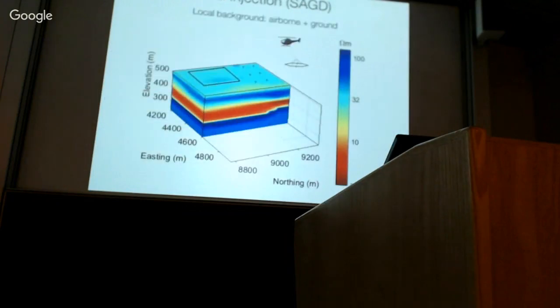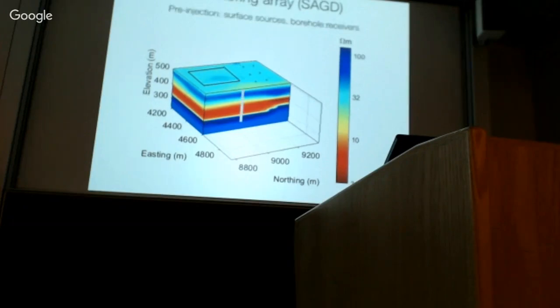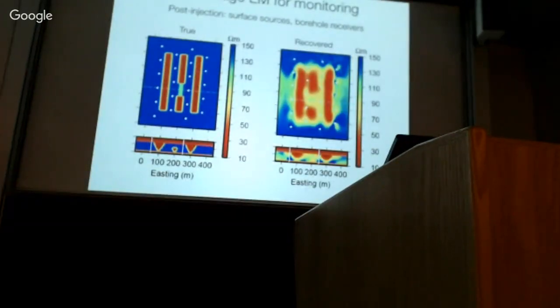If you're going to actually set all of this up and do injection and monitoring, you want to know the conductivity better. So in addition to the airborne, you might start laying a large surface loop. And then, especially in this case, you're required by law to have an observation well. You could easily instrument that by putting in vertical electric dipole receivers and use those as data, with the surface loop and borehole receivers as data. So that would give you a better estimate of what that background conductivity is. And then you could do something like this.